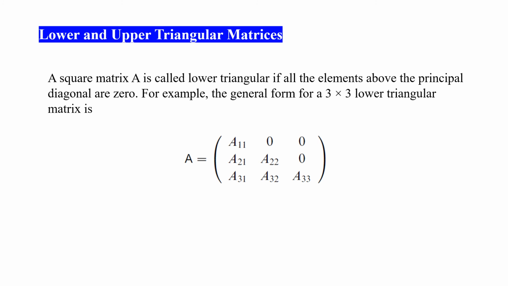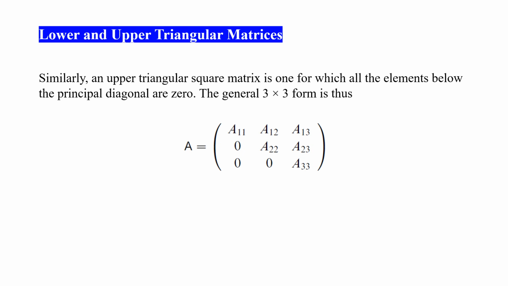Now let's talk about the lower and upper triangular matrices. A square matrix A is called lower triangular if all the elements above the principal diagonal are 0. Here, our principal diagonal is again composed of A11, A22, and A33. For this case here, A12, A13, and A23 are 0. Then this is called a lower triangular matrix. For example, the general form for a 3 by 3 lower triangular matrix is of this form here.